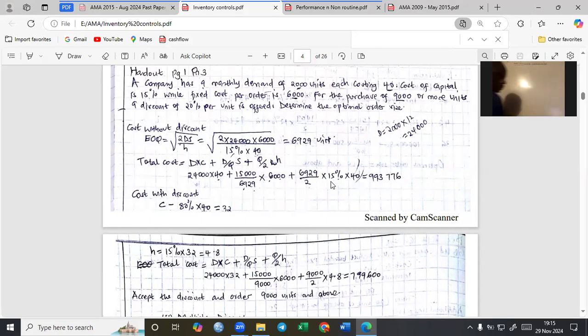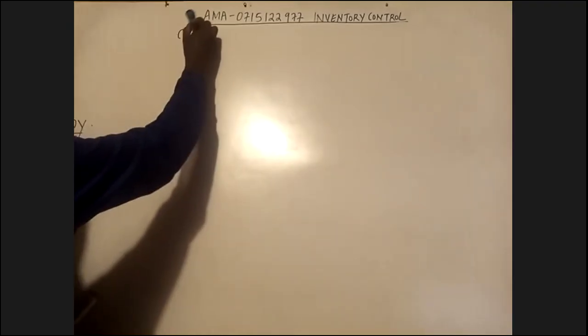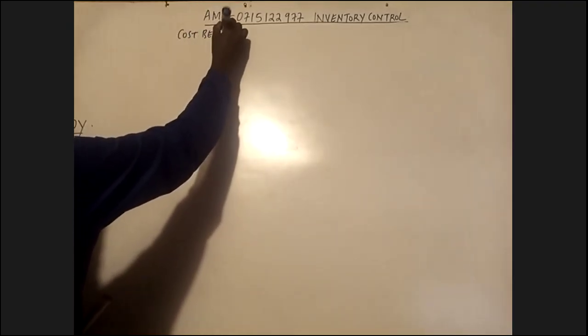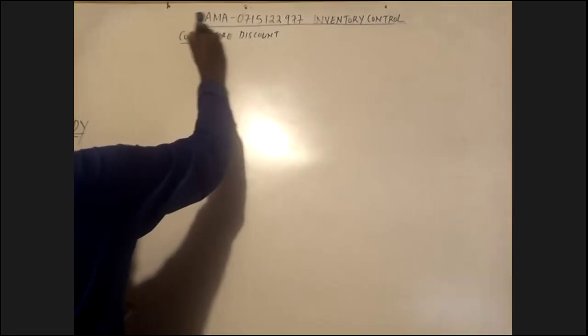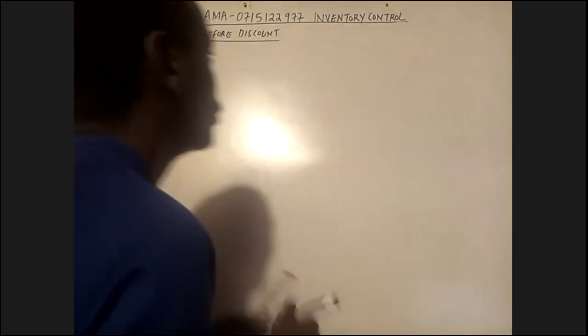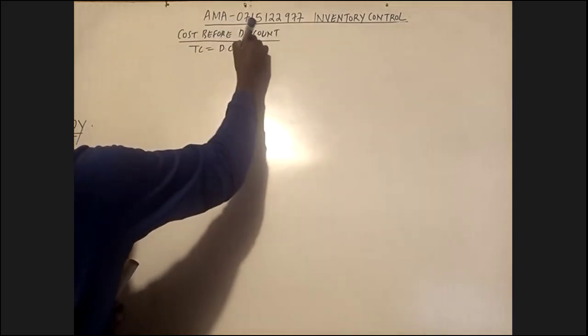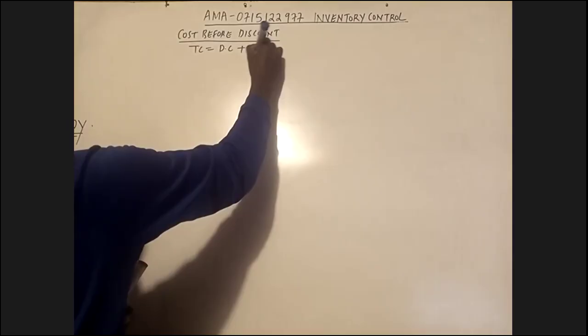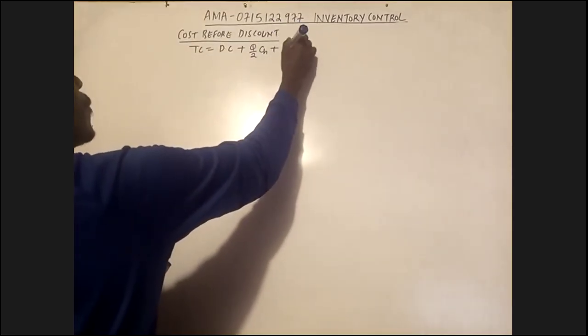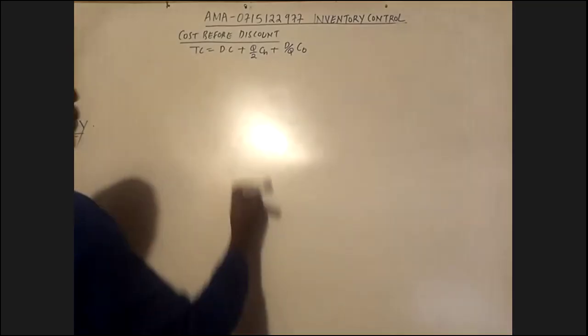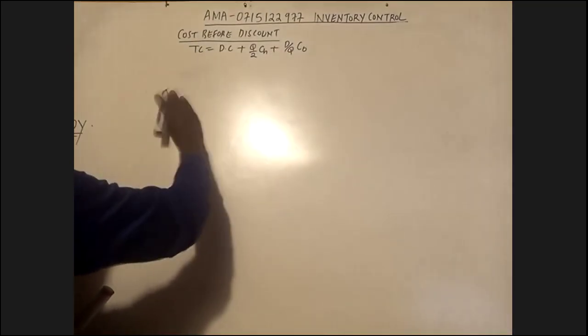Now cost before discount. So I will stop sharing the screen. I open my screenshot of that question. Now we know our total cost is equal to D times C plus Q over 2 CH plus D over Q CO. Now we need to find our Q.